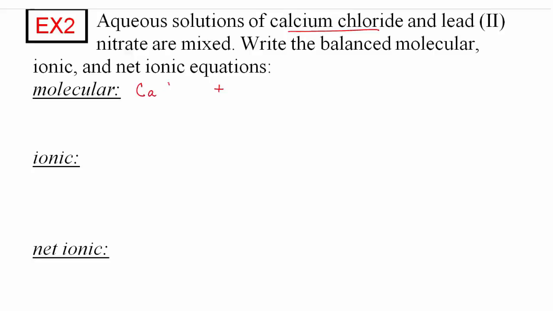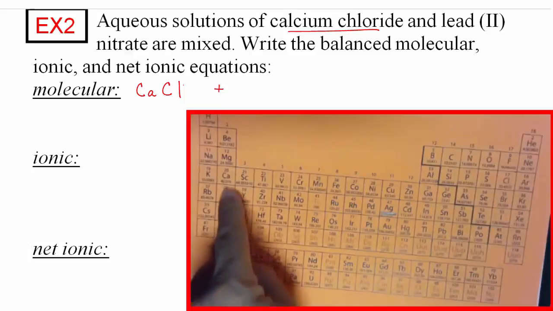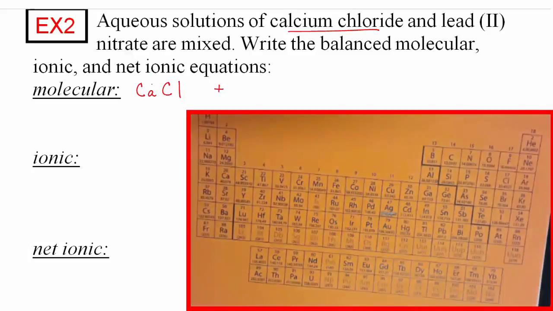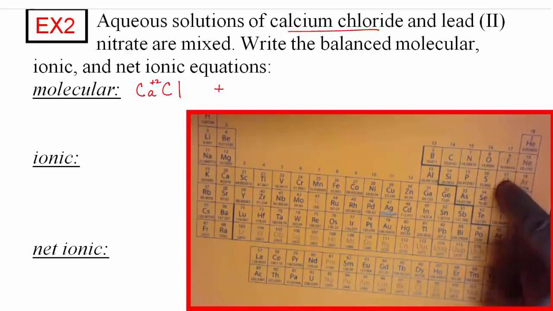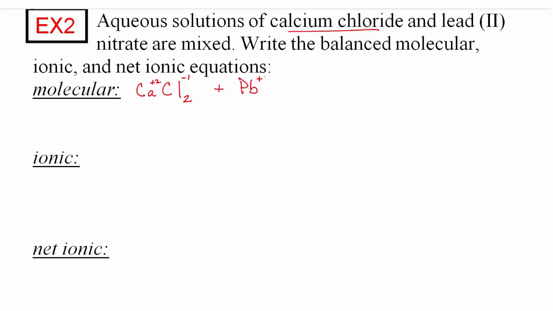Calcium chloride. You realize calcium is in group 2, right? All of these have a charge of +2. So calcium has a +2. Chloride is a halogen. It's 1 away from the nobles, so all these have a -1 charge. So CaCl2 is calcium chloride. And lead 2 nitrate. Lead 2, and remember nitrate? Put polyatomics in parentheses, it's easier.